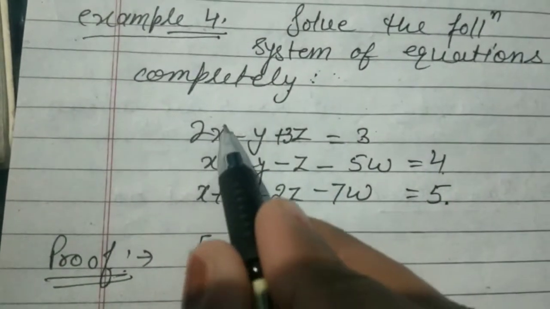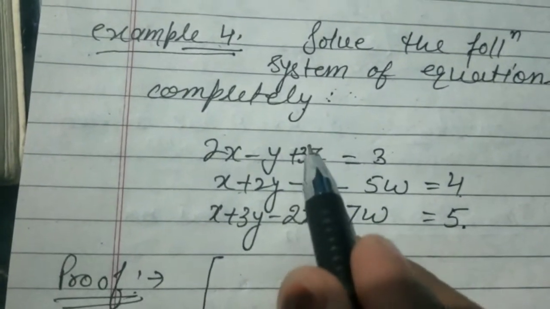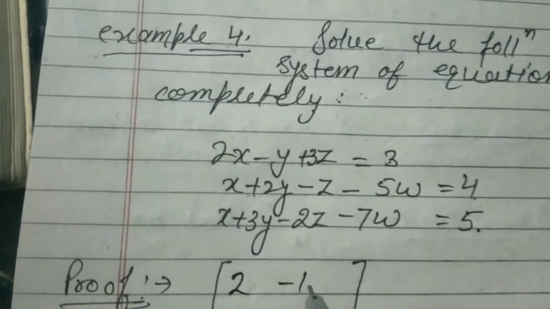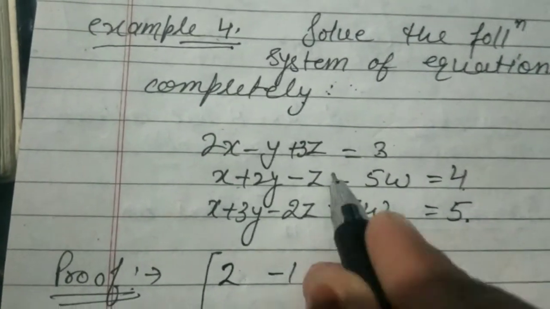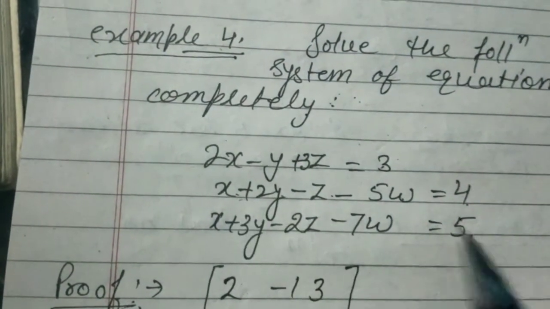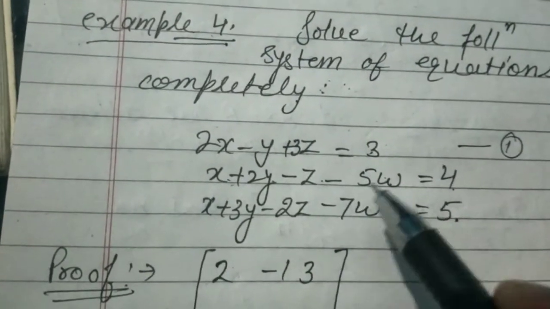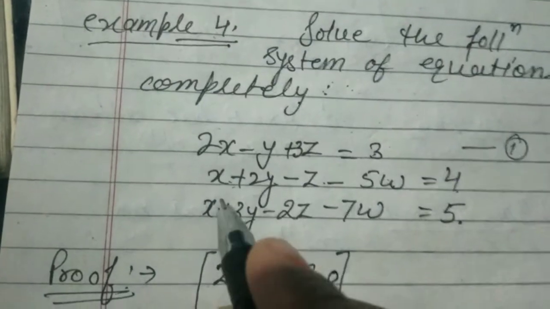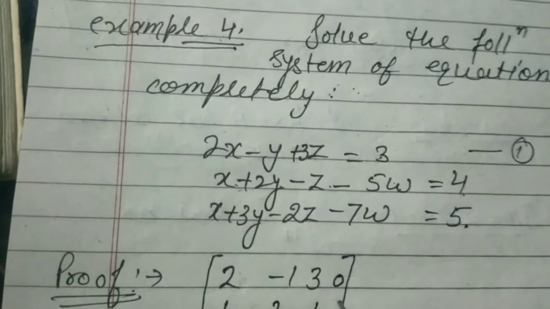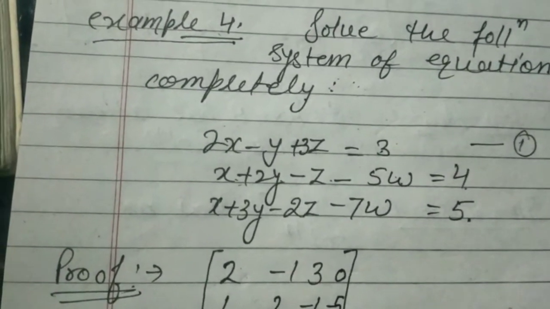Let the coefficient of x be 2, the coefficient of y be minus 1, the coefficient of z be 3. So let's put it in matrix form: 2, minus 1, 3, and here we also have 4 variables x, y, z and w, but in the first equation the coefficient of w is not given, so we consider the value of w as 0, right? Then 1, 2, minus 1 and minus 5, right? Then 1, 3, minus 2, minus 7.